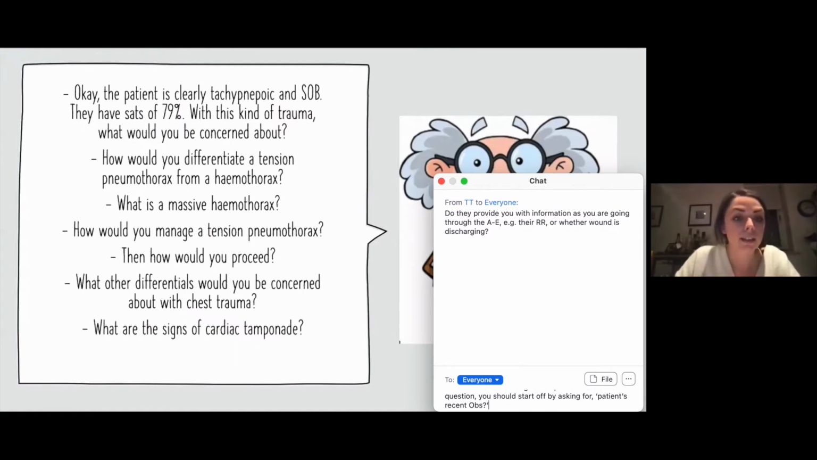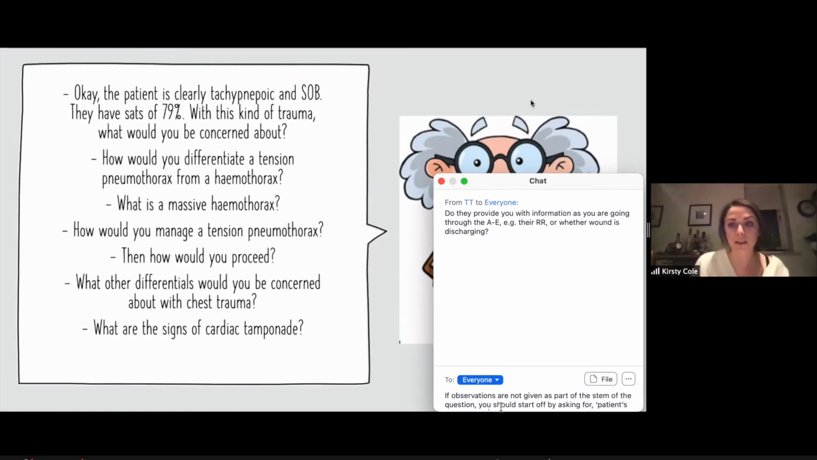So things like this come up a lot in the trauma scenarios. And there's certain definitions of things like massive hemothorax that you just need to know. You need to be able to rattle them off very easily. How would you manage a tension pneumothorax? So they wanted me to talk about the anatomy of needle decompression and then the anatomy of putting a drain in. And then how would you proceed afterwards?